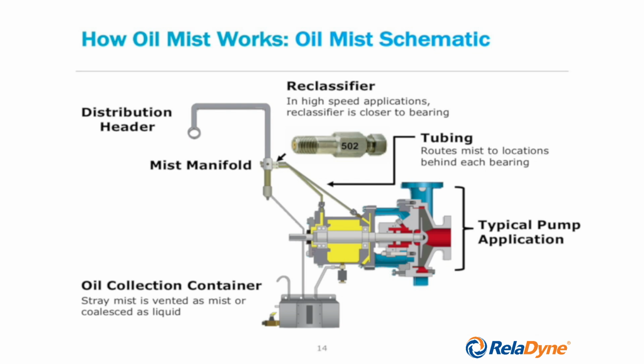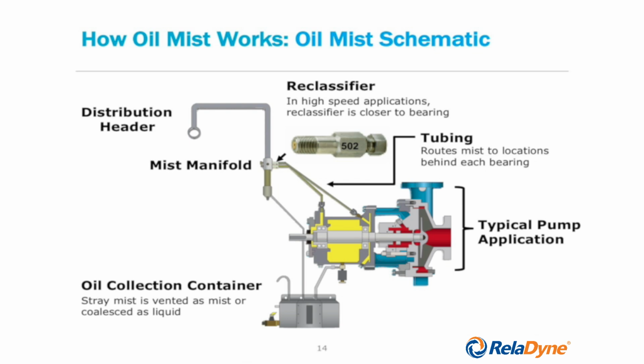But also what is indicated here is a so-called reclassifier. The reclassifier goes into the mist manifold. So we have perhaps 4 reclassifiers that are threaded into the mist manifold. And out of each of these reclassifiers comes the tubing, which leads to a particular bearing location.